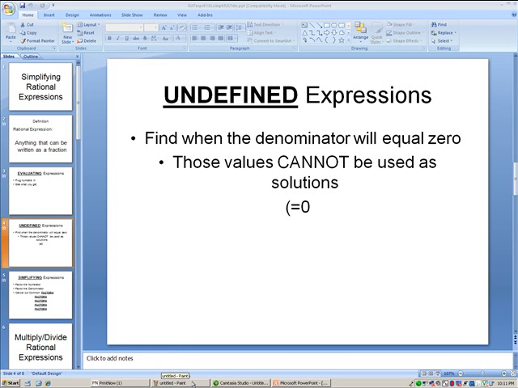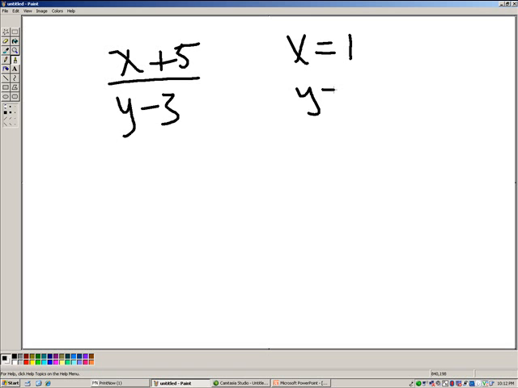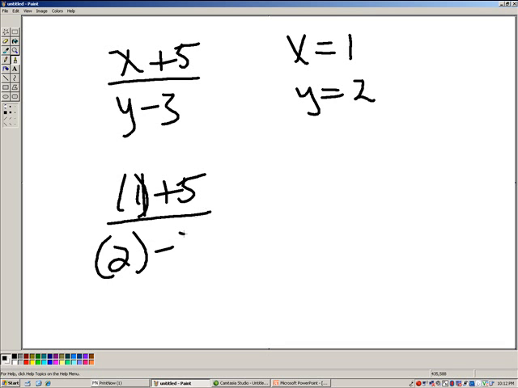So, if you are dealing with an expression, let's say you've got x plus 5 over y minus 3. If you were to evaluate it, they say x is 1 and y is 2. You would plug in 1 plus 5 and 2 minus 3. You would get 6 over 1 and just have 6. That's the evaluation part that I was talking about. And I'm sure you recognize that you've done that many times.